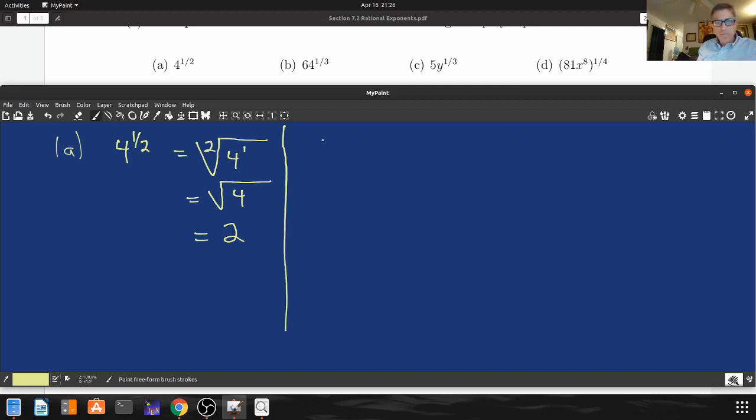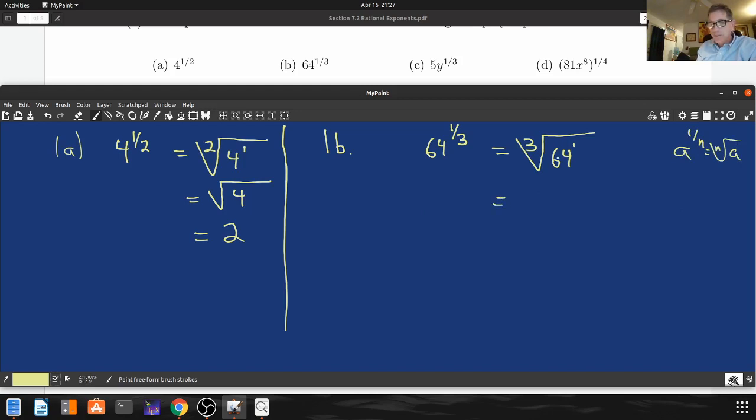So we're going to do 1b. We want to do 64 raised to the 1/3 power. So by definition, that's the third root of 64 raised to the first power. We don't have to put the first power there because it's just by definition that a to the 1 over n is equal to the nth root of a. But I can simplify this.